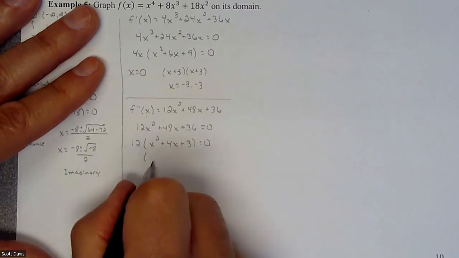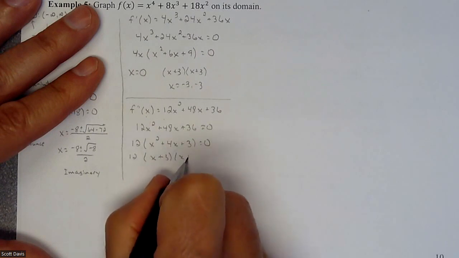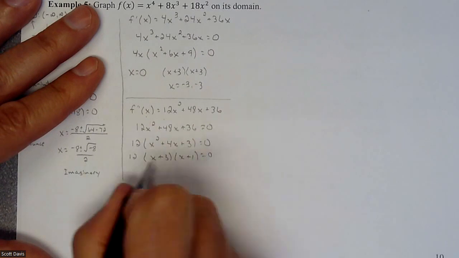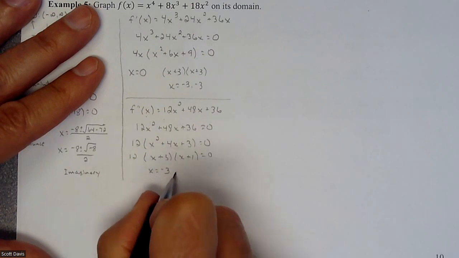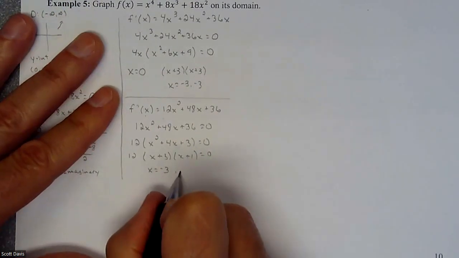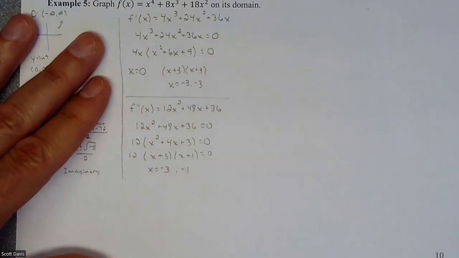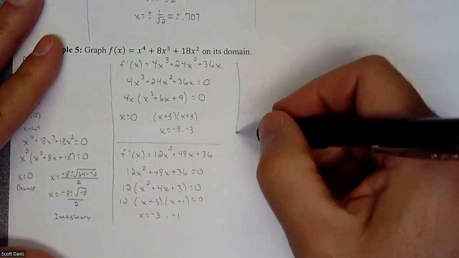And then this factors into, let's do this, x plus 3, x plus 1. So critical numbers, that doesn't give us anything. Critical numbers of -3 and -1. All right, so let's go and put this into a number line.